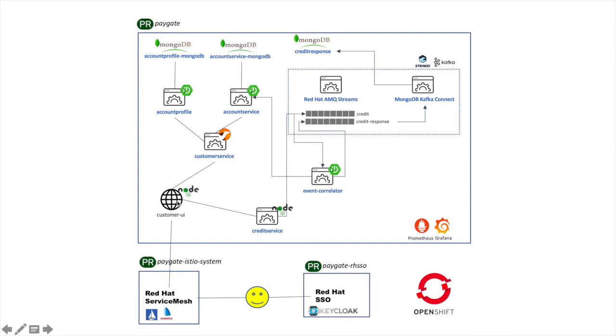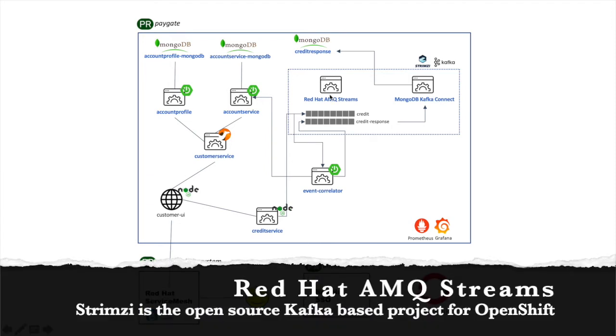When I hit enter and submit, the customer UI will call the credit service, which is a Node.js microservice. It only does one thing. It will immediately take that information, the source account, the target account, and the credit transfer information, and submit it into Red Hat AMQ Streams. Red Hat AMQ Streams is a Kafka solution that is based on the open source project called Strimzi, mainly for OpenShift.